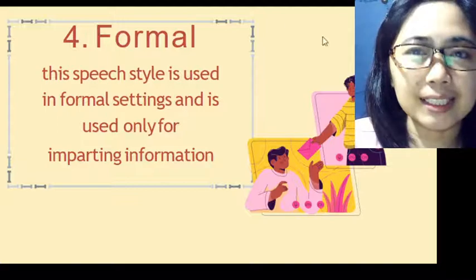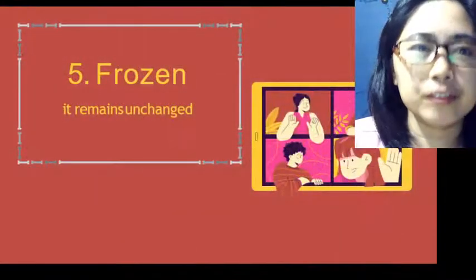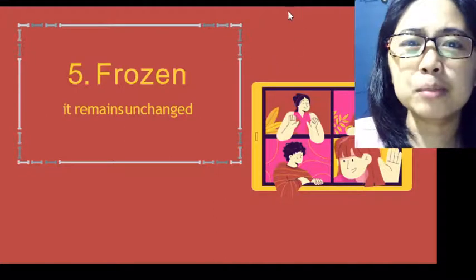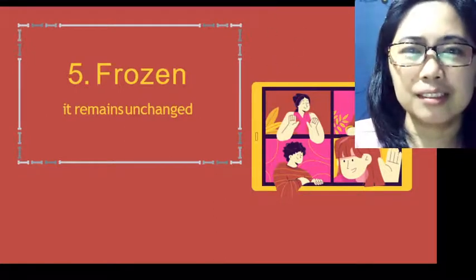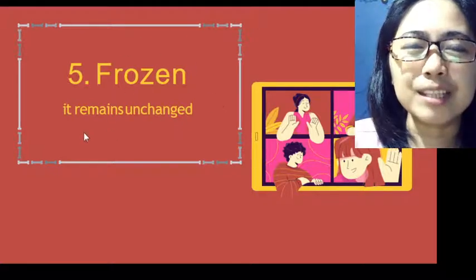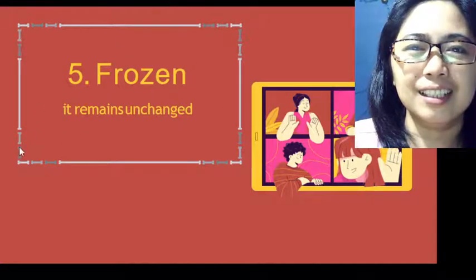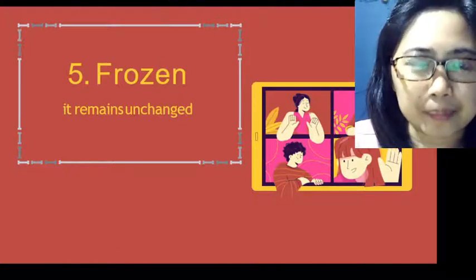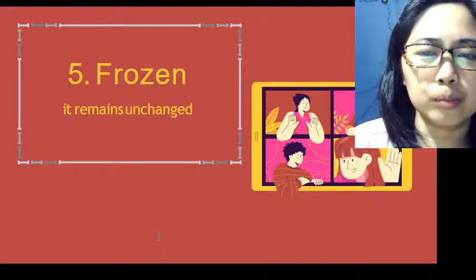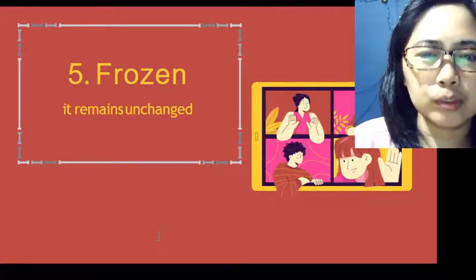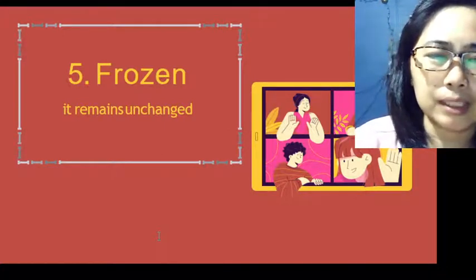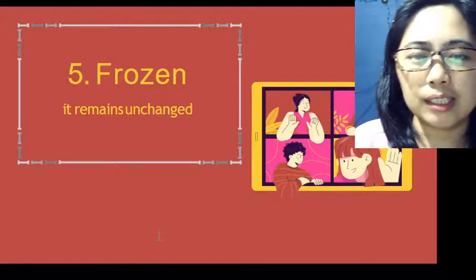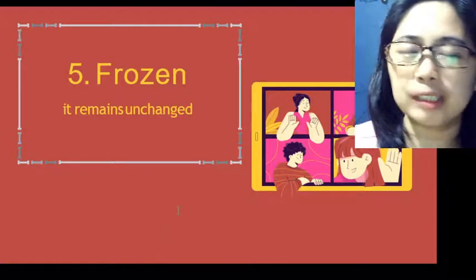Next, we have the fifth speech style, which is frozen. From the word itself, frozen, something that is static, it doesn't change. It remains unchanged in time. So what are these? This is a formal style whose quality is static, so it doesn't change for a time being.